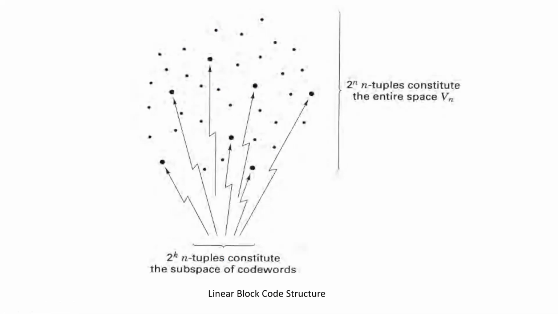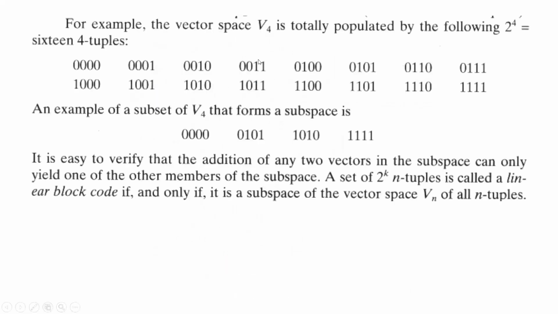So now let me explain this concept. n-tuples are there. n-tuple means the number of bits in the code word, right? So how many total combinations will there be? As I took the example here, in which I considered 4-tuples, that means 16 total possible combinations.